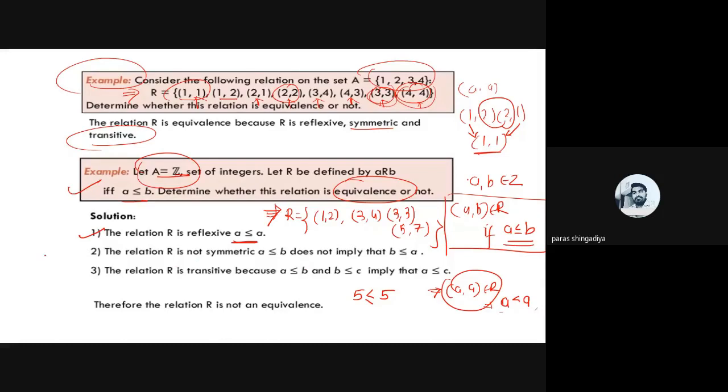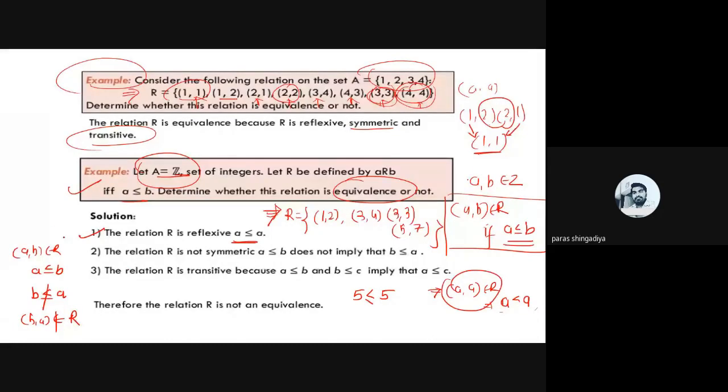And then for symmetric, here we just consider if (a, b) belongs to R, meaning a less than or equal to b. Clear? So (b, a) should also belong to R. But for a less than or equal to b, we cannot write that b is also less than or equal to a. Clear? So therefore we can say that (b, a) does not belong to R.